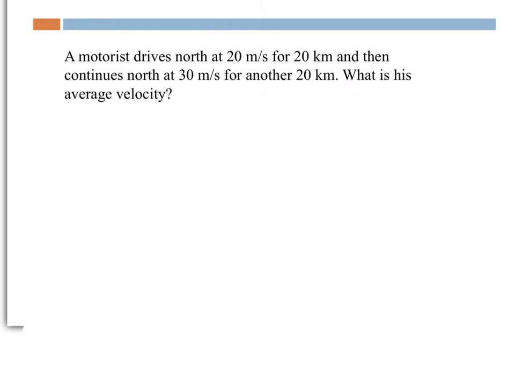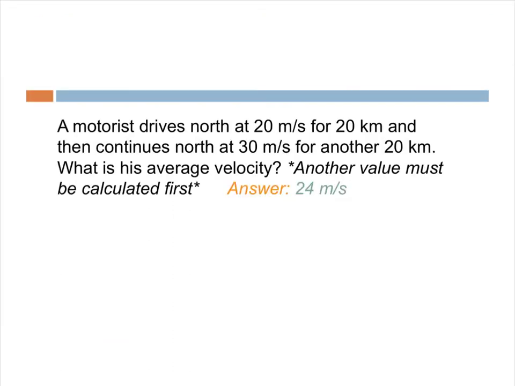I want you to go ahead and try this example. A motorist drives north at 20 meters per second for 20 kilometers, and then continues north at 30 meters per second for another 20 kilometers. What is his average velocity? If you're having trouble, think of something that you might need to calculate before you calculate average velocity. You should have gotten 24 meters per second as your answer. If you did, go ahead and skip the explanation.